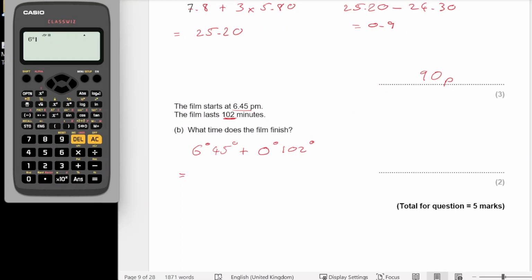So 6 hours and 45 minutes, entered as time, plus 0 hours and 102 minutes, and it will automatically tell me that it should finish at 8 hours 27 minutes, so 8:27 p.m. So match the time format to the time format in the question. It's got it in the 12-hour clock, so your answer should be the same as the question.